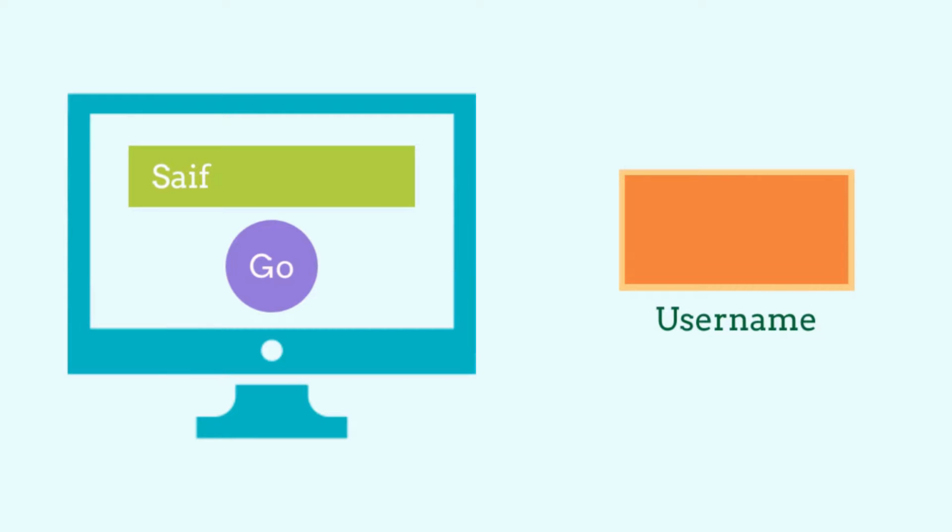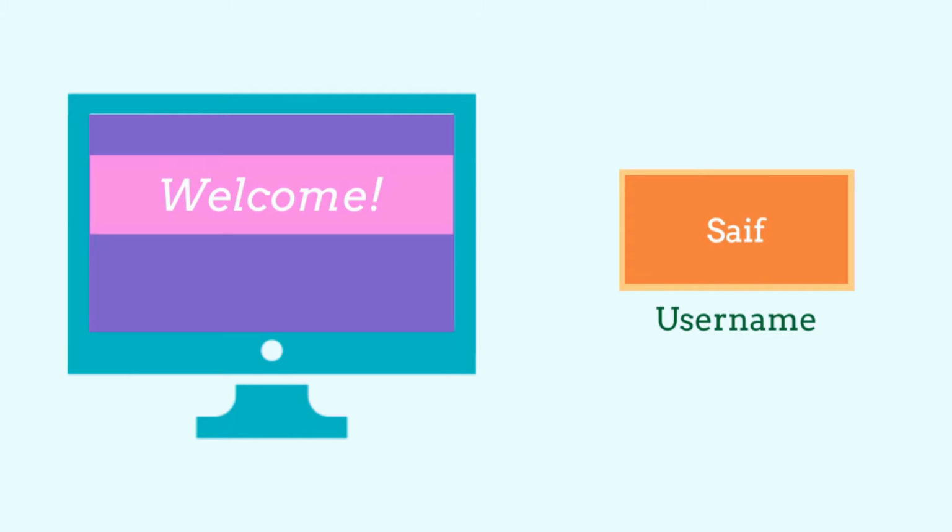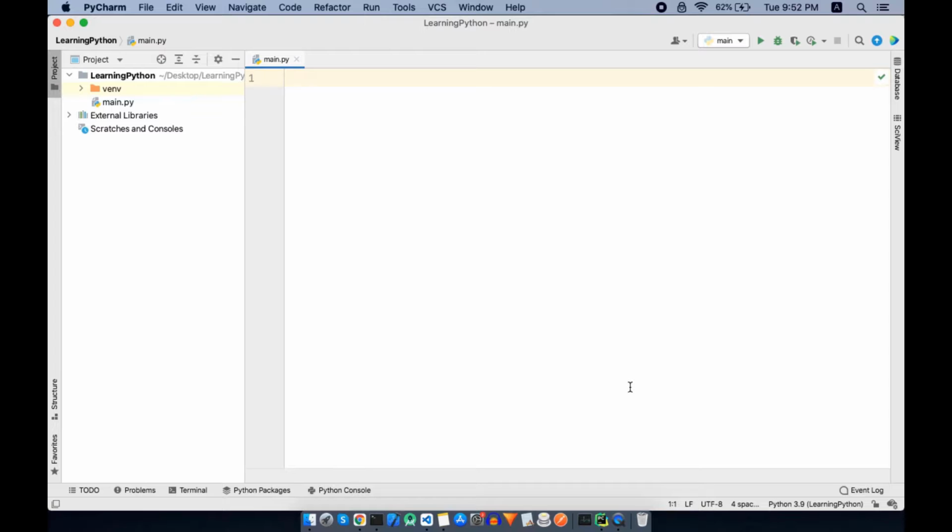Let's say in this application, the user enters his name. The application will create a variable, something like username, and store the name in it. On the next page, the app fetches the name from the variable and shows it on the screen under welcome. That's how we use variables practically in our applications.